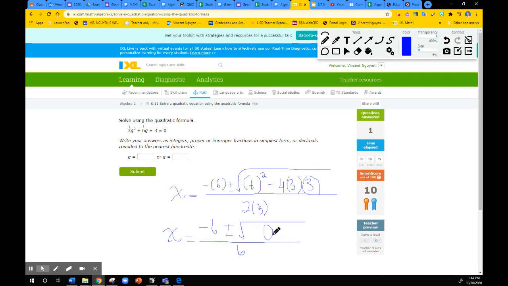Every time the discriminant is 0, you have one solution. So -6 divided by 6 will give you -1. So our solution here, I'll go ahead and write it down here, -1. There's only one solution, and it happens to be -1. All right, we got lucky with the first two problems.